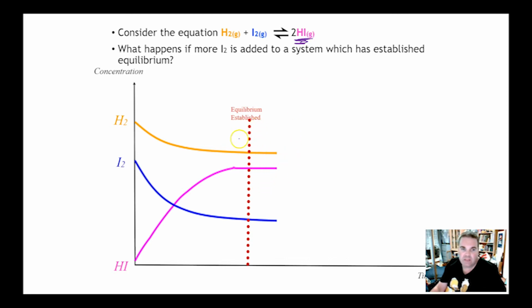So here you can see this is concentration on this axis here. This is time along the bottom. What we've got is that we've established our equilibrium. The concentration of our reactants is not changing, which means the rate of the forward reaction is the same as the rate of the back reaction.